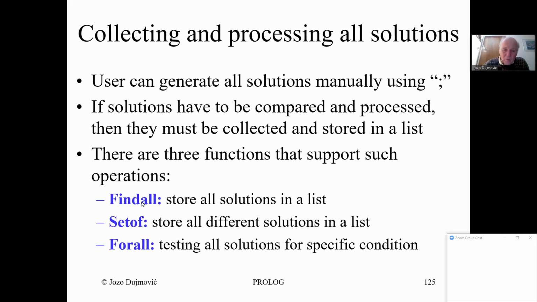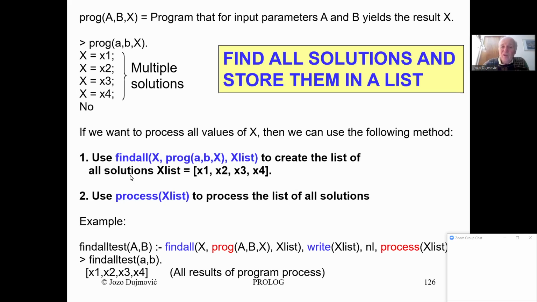So these are findall and setof, and forall is testing all solutions for a specific condition. Let me first introduce the situation called findall. So findall is written in this way. findall result X from a program that has A, B, and X as arguments. These are inputs and this X is output. So find all X's from this program and store them in the list XList.